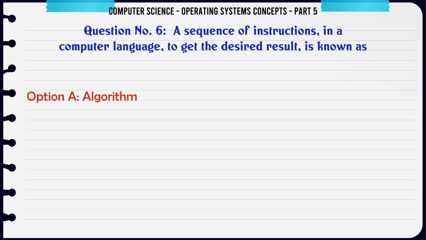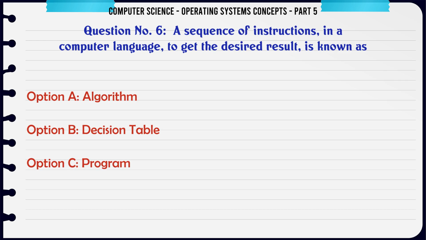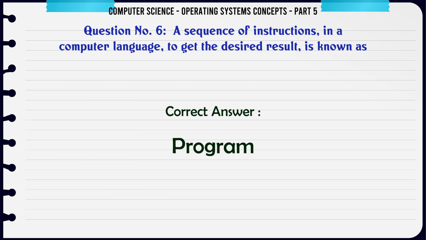A sequence of instructions in a computer language to get the desired result is known as: A. Algorithm. B. Decision table. C. Program. D. All of the above. The correct answer is program.